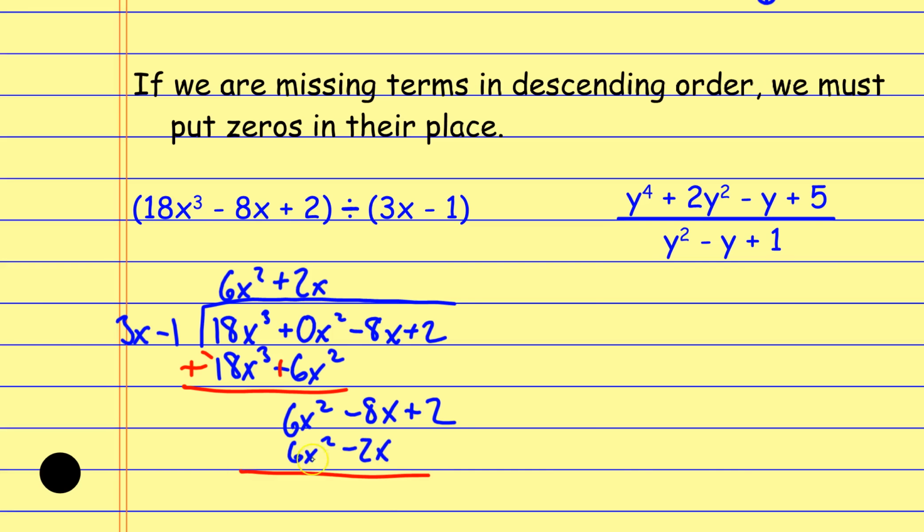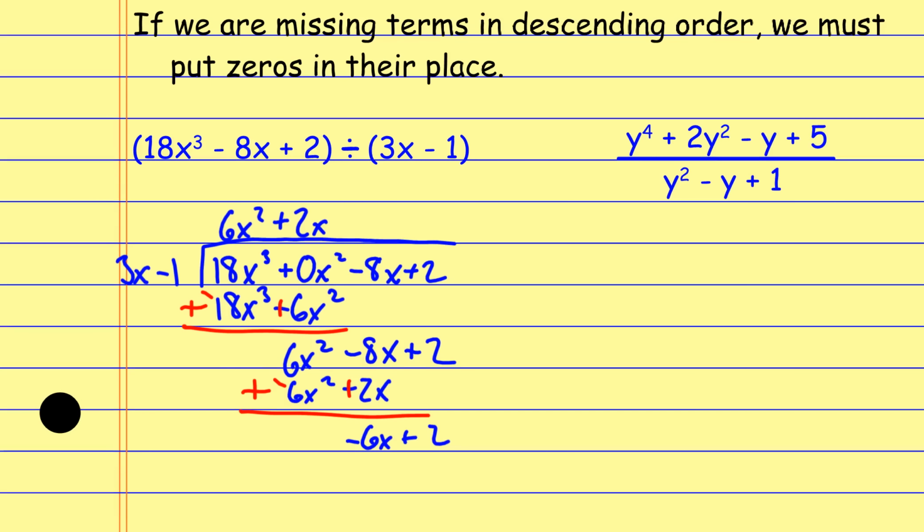And now I'm going to subtract, which is the same as adding the opposite. When I do that, it gives me a negative 6x plus 2. And now from here, 3x times what will give me the negative 6x? It's a minus 2. I multiply, that's a negative 6x plus 2. And now I subtract, which is the same as adding the opposite. And when I do that, I end up with a 0.